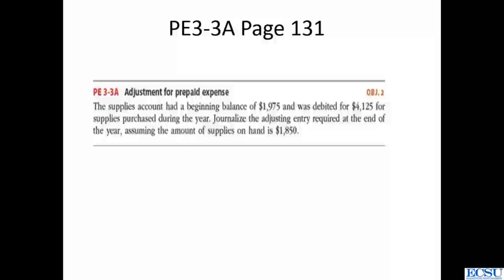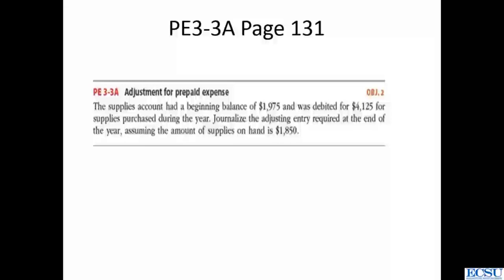The supplies account has a balance of 1,975 and I purchased 4,125. So if I add them up, I'll get a figure of 6,100. 6,100 is the total supplies available to me to use.